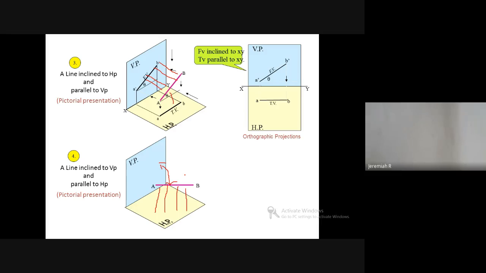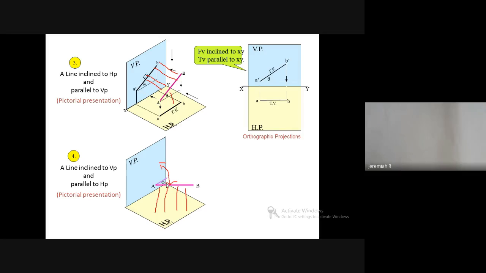So in the front view, what will you get? You will get a reduced length of line, but in the top view you will get an inclined line, with some angle. Here you have to use the angle phi. Inclined to HP, the notation is theta. Inclined to VP, the notation is phi. Okay, you have to remember this.